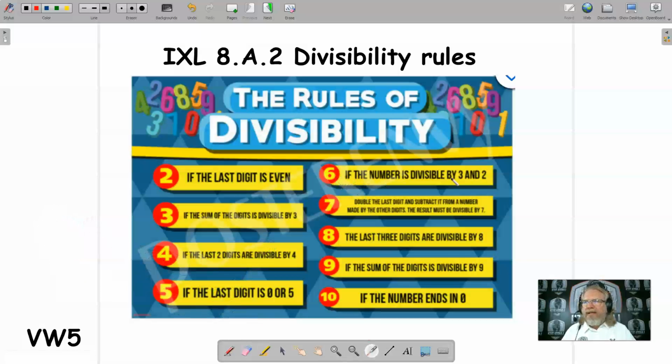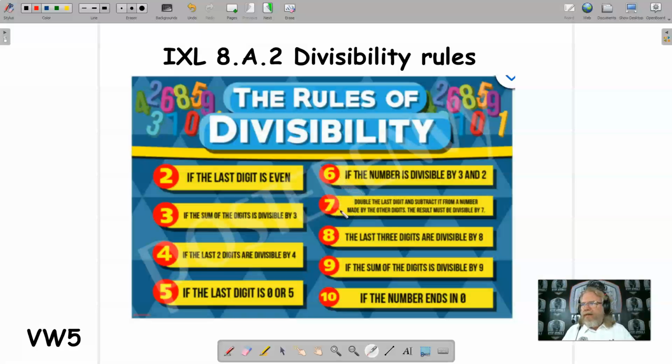For 6, this is an interesting one. 6 is if it's divisible by 3 and 2. So if the rule for 3 and the rule for 2 both work, then it will divide by 6. And this makes sense also because what is 3 times 2? 3 times 2 is 6. So that's the rule for 6.